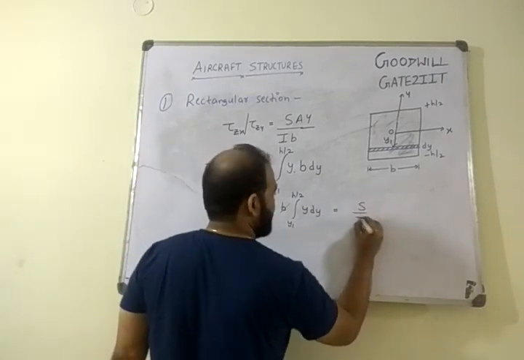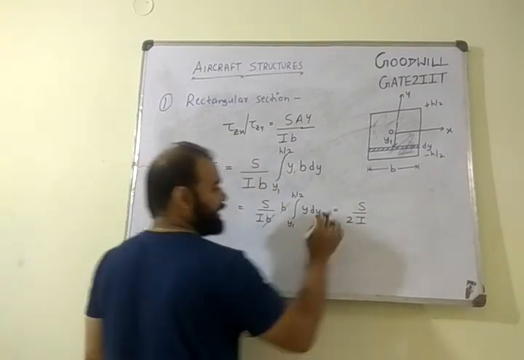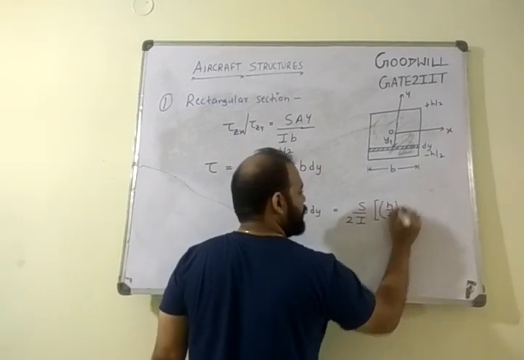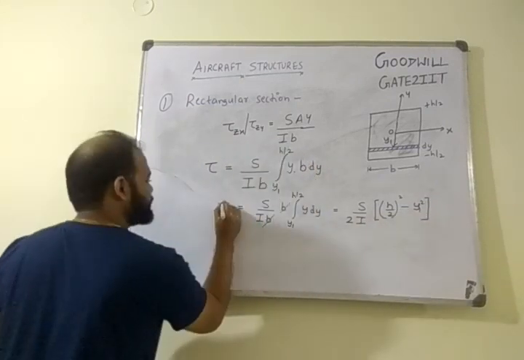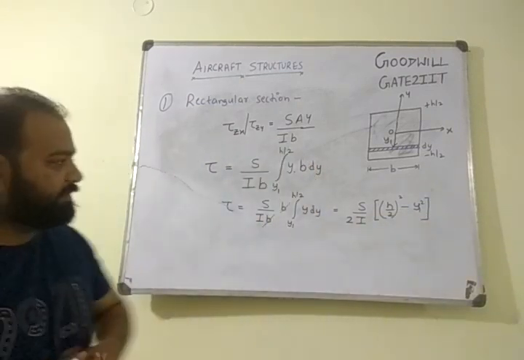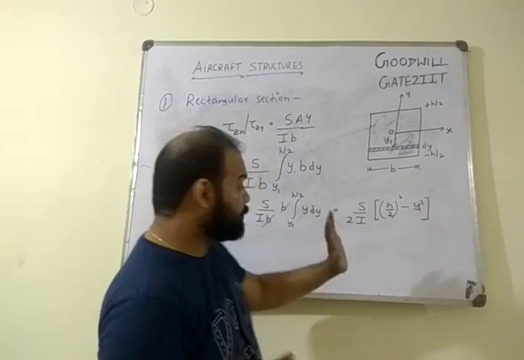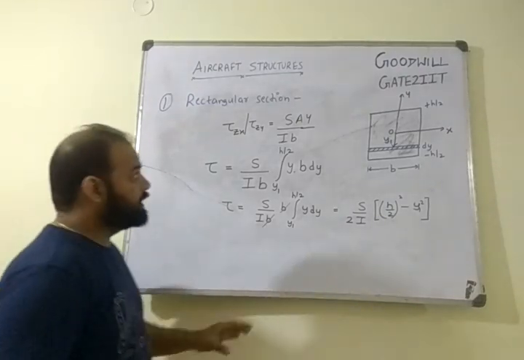This is S divided by I by 2. So 2 comes outside. Inside you have y now, and it becomes h by 2 whole square minus y1 square. So your shear stress comes out to be S divided by 2I into h by 2 whole square minus y1 square. I hope this is clear to everyone. There is no hidden concept, there is no catch involved in this.